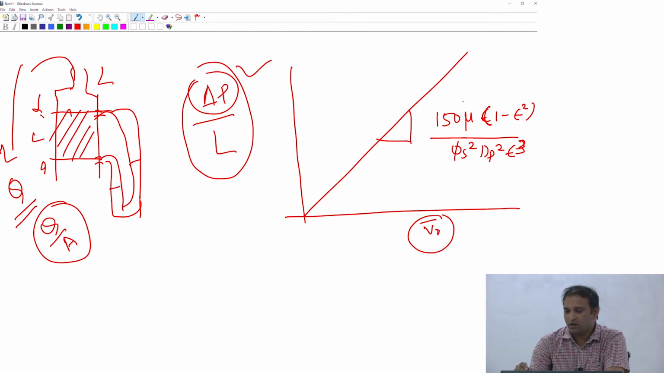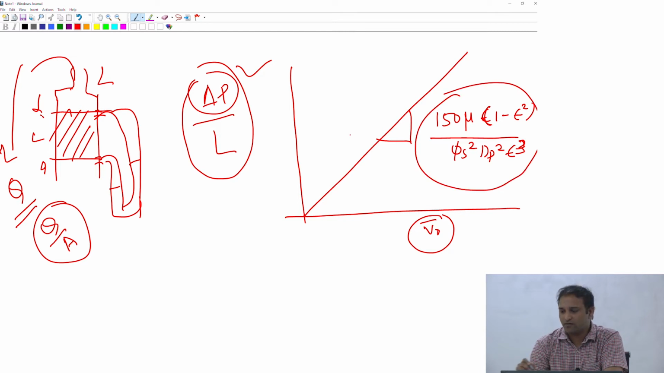Once you estimate the slope, and if you have some way of measuring your epsilon, we discussed a couple of methods, right, and of course if you are working with spherical particles, your phi s is going to be 1. From the slope I can directly get the diameter of the particle. That's one of the applications of the Kozeny-Kármán equation: if you do experiments under laminar flow conditions, I can use this delta P by L versus V naught bar plot to get the dimension of the particle.